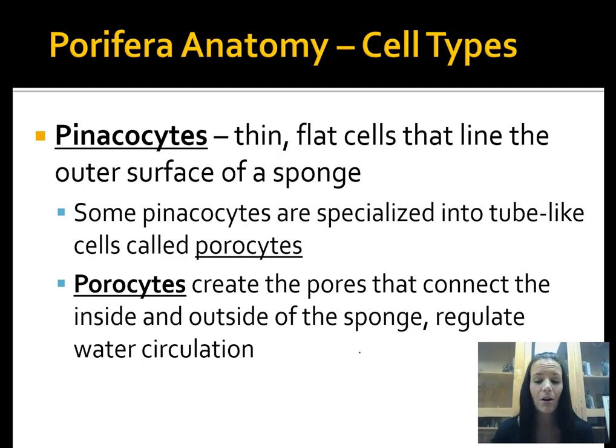So the cell types. Pinacocytes are those thin, flat cells that are on the outer surface, and some of them can also be specialized into tube-like cells called porocytes. So porocytes specifically create the pores that connect the inside to the outside, and that's where that water goes through to do that water circulation for the sponges.